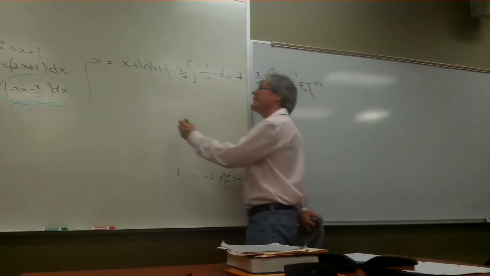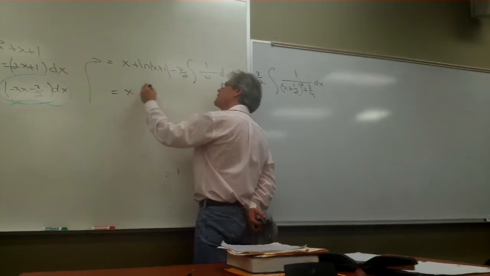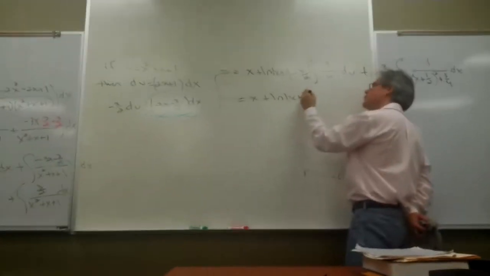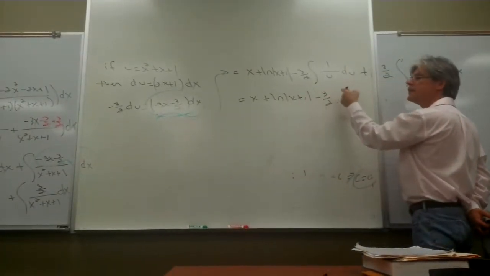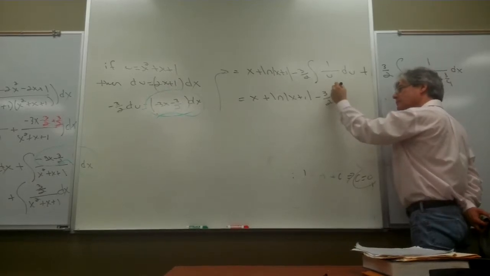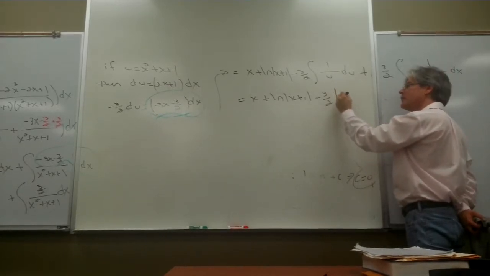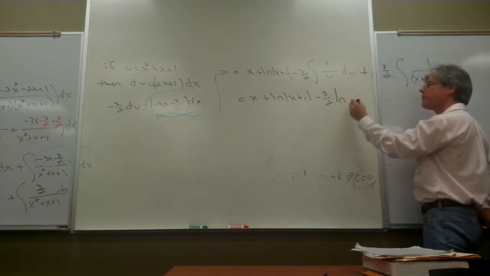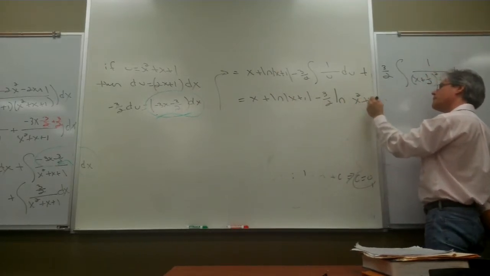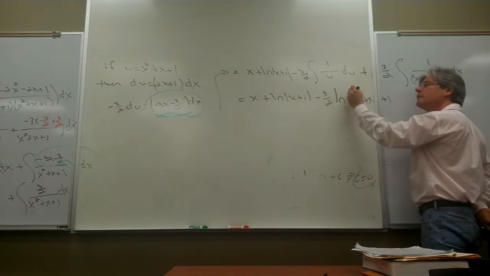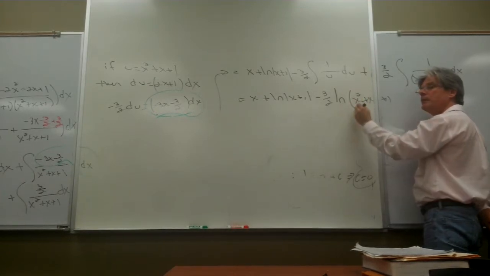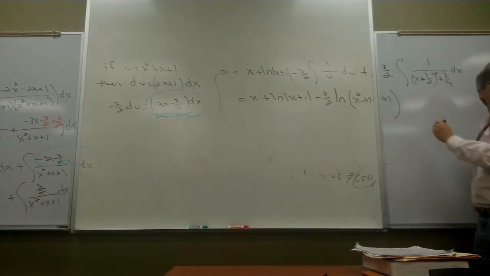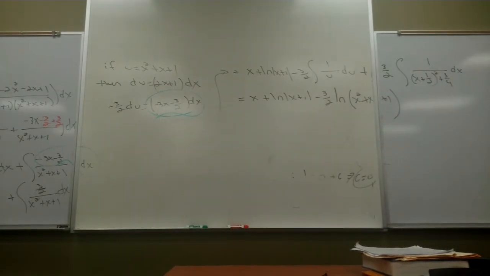And I think that gives me my x plus natural log of the absolute value of x plus 1 minus 3/2. Can we just state the answer? Natural log of x squared plus x plus 1. Absolute value? Just regular parentheses, because it's always positive. I think the absolute values would be superfluous.